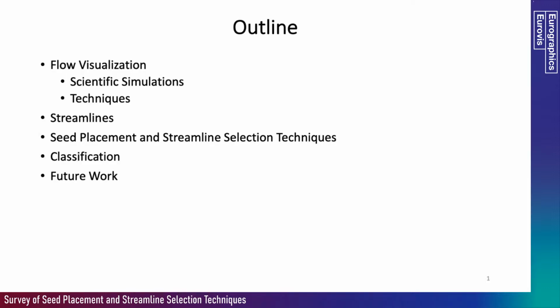Here is an outline for the talk. We'll set the context by discussing what flow visualization is, what streamlines are, and why seed placement and streamline selection techniques are important. We'll then look at how our survey classified the large number of works in this space into several categories that adopt different strategies. And we'll end with a look at future work. So let's begin by looking at what flow visualization is and why it's important.